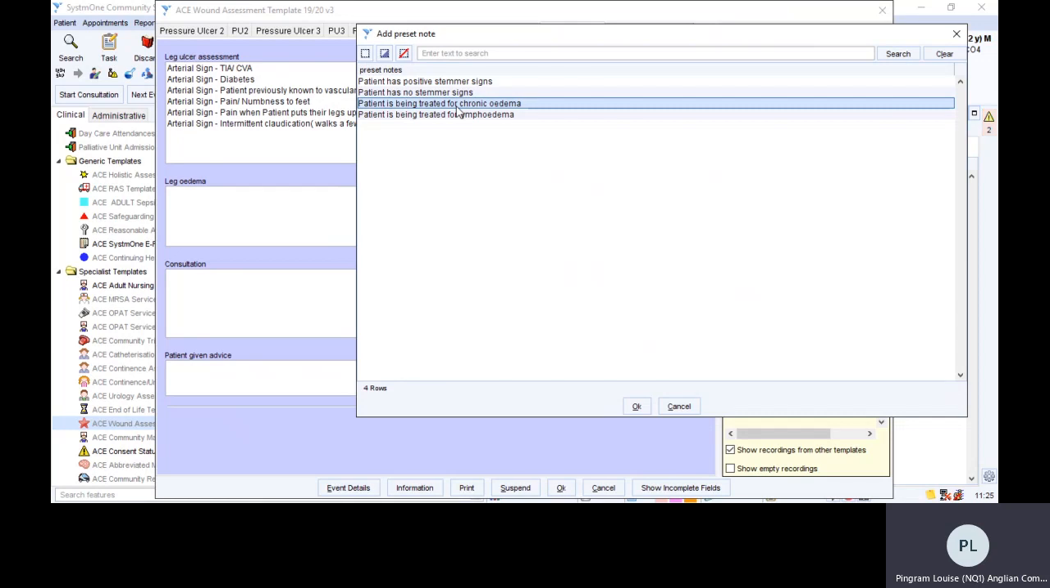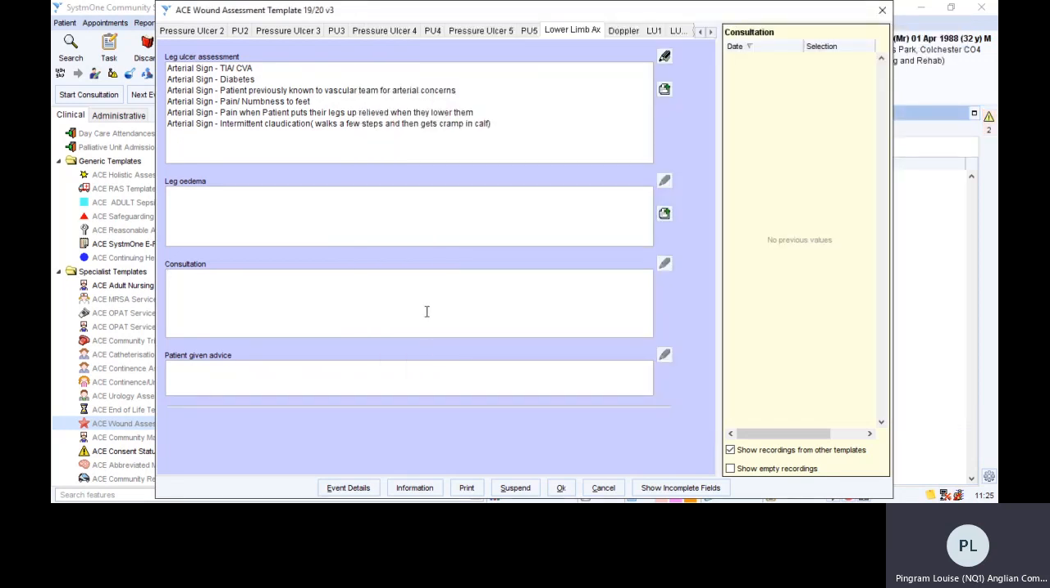You can write in there if the patient is already known to being treated for chronic edema or if they're being treated for lymphedema, and put that in. So consultation just allows you to write anything else about that first lower limb assessment. So what the patient's telling you that may have not been included above, and then any advice you've given the patient. So is that patient sleeping in their chair at night? They've got swollen, wet, leaking legs. You're giving them advice to elevate their legs to try and resolve this. You could put that in there.